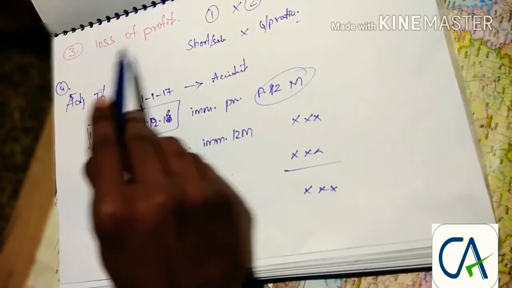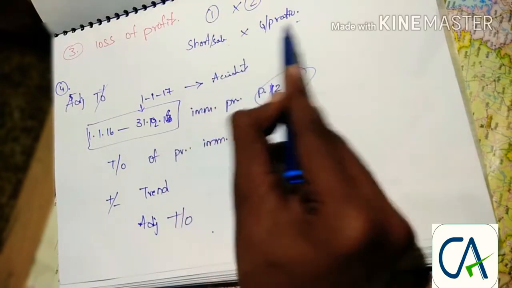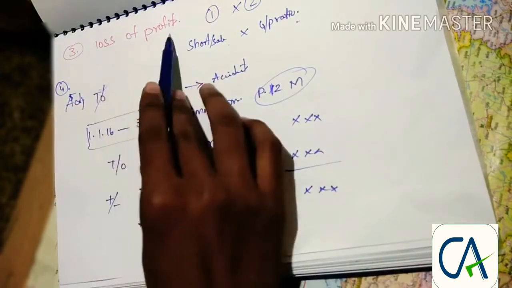Step 3 is nothing but the multiplication of 1 and 2. Short sales into gross profit ratio is nothing but loss of profit.